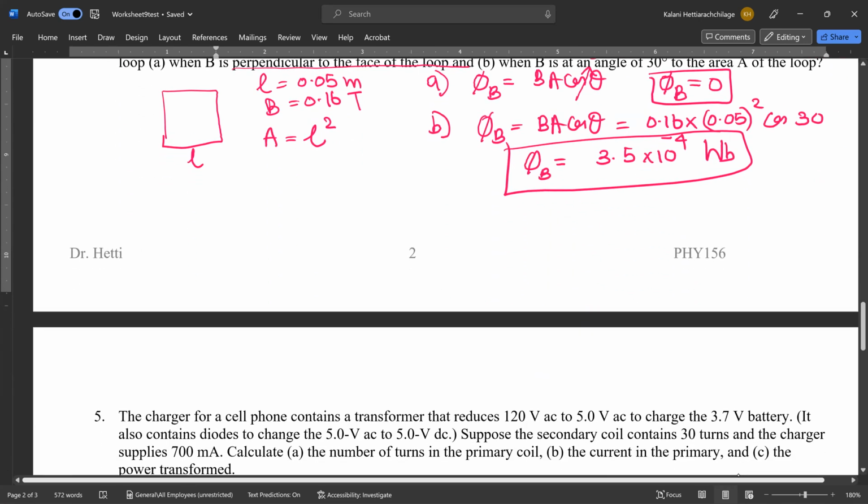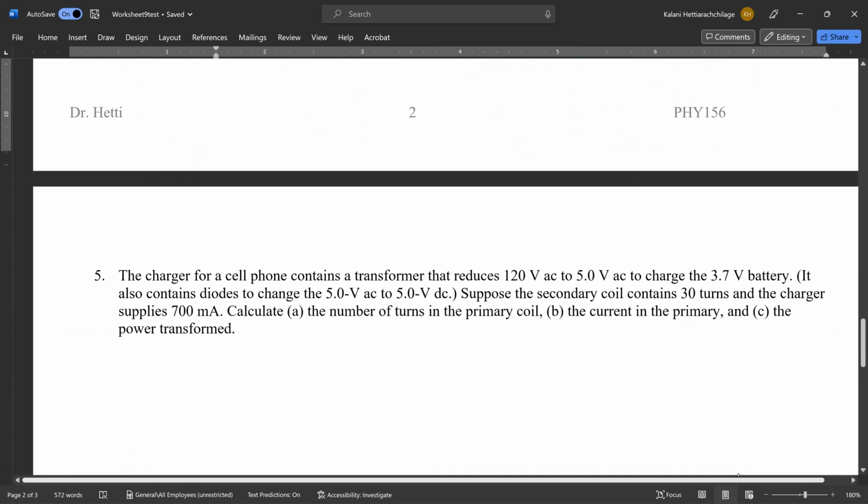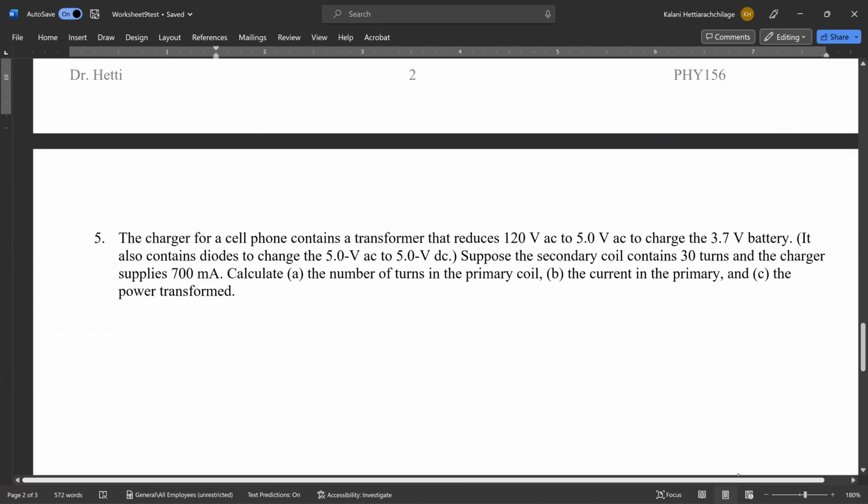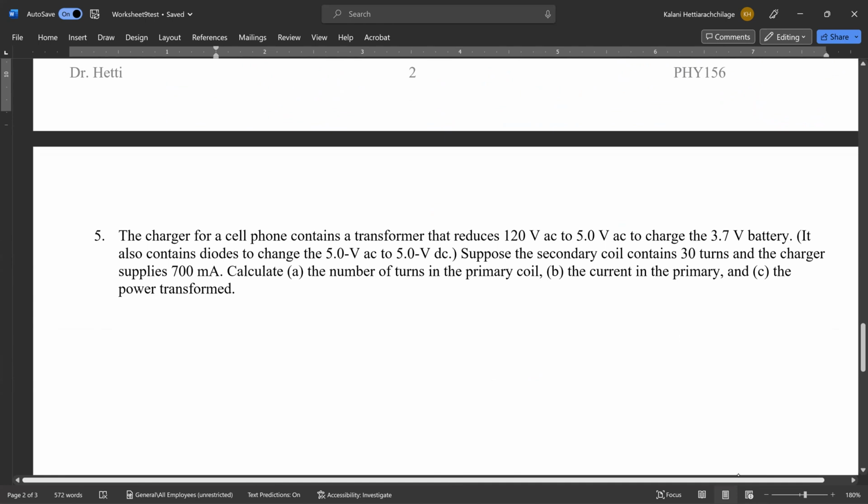Okay, that's simple. Now we're going to move into number 5. The charger of the cell phone contains a transformer. We're going to work with the transformer that reduces the 120 volt AC voltage into 5 volt AC to charge a 3.7 volt battery. It also contains diodes to change the 5 volt AC to 5 volt DC. Suppose the secondary coil contains 30 turns and the charger supplies 700 milliamps. Calculate the number of turns on the primary coil.